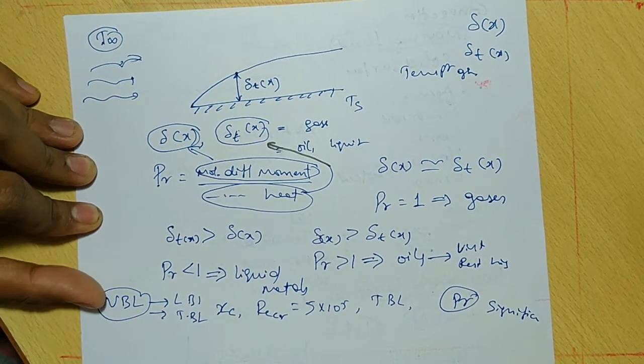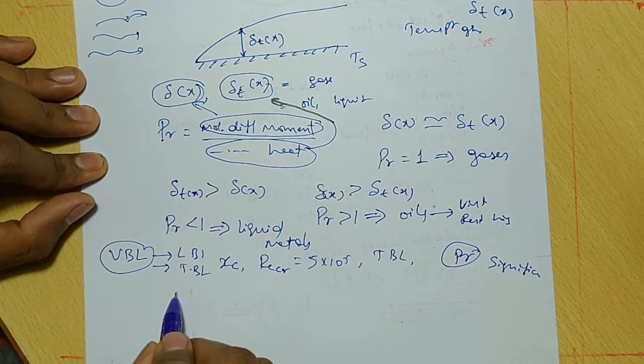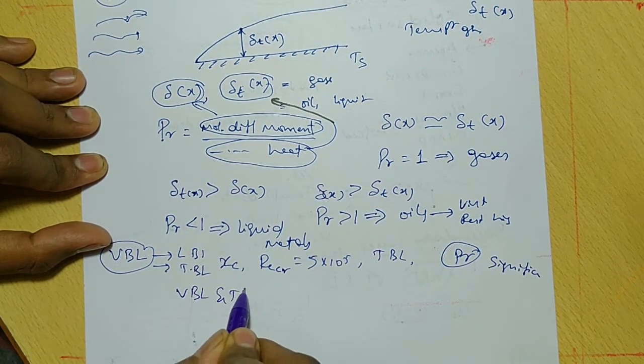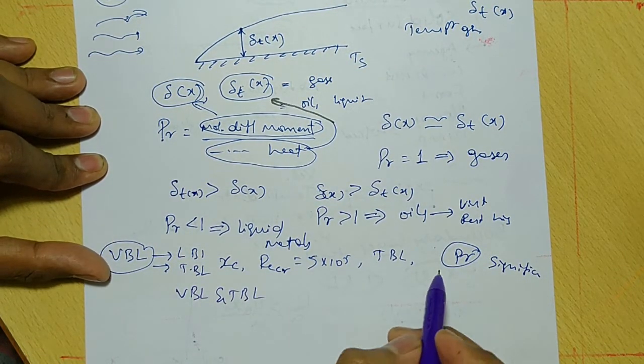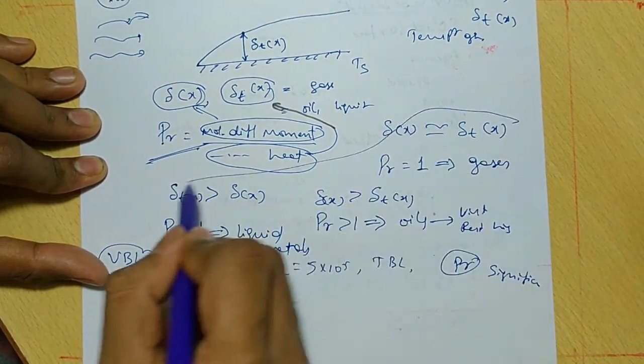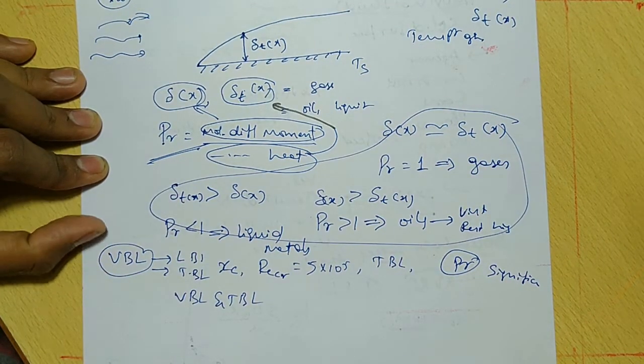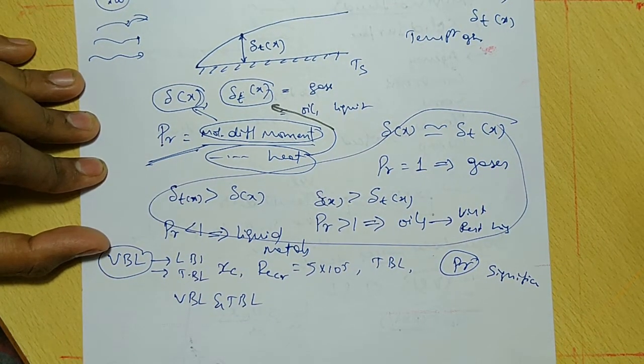All these things will be asked many times in the examination. VBL and TBL are asked in the examination, as well as defining the Prandtl number, and the significance of the Prandtl number is also asked in the examination. It is also available in the book and also given in the notes. Please go through that.